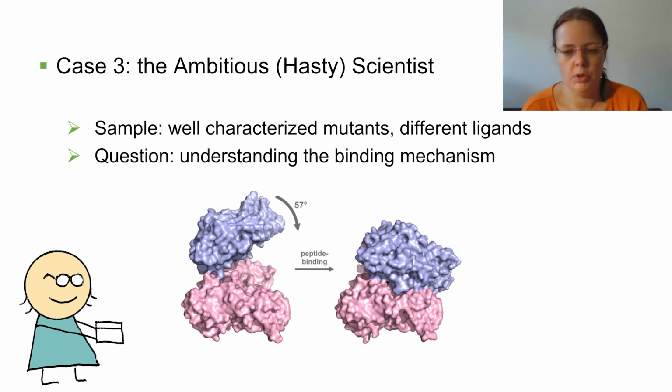So this brings us to our third scientist, the ambitious and very hasty scientist. He's pretty well prepared. He's trying to study this peptidase, where after the peptide binds, there's a large conformational change from an open to a closed state. And this is a very suitable type of measurement that you can do with SAXS, because these big changes will definitely be visible in SAXS. And he also prepared well.